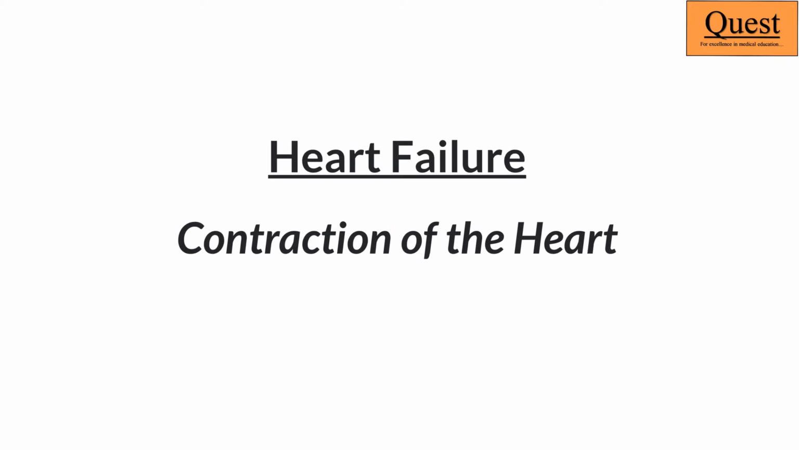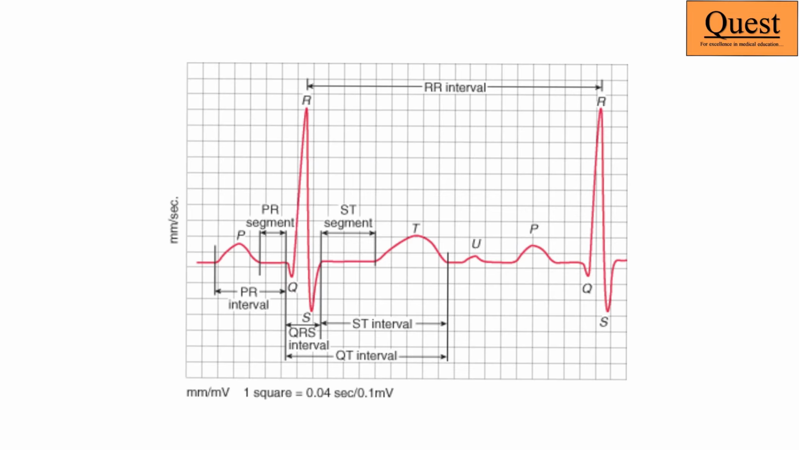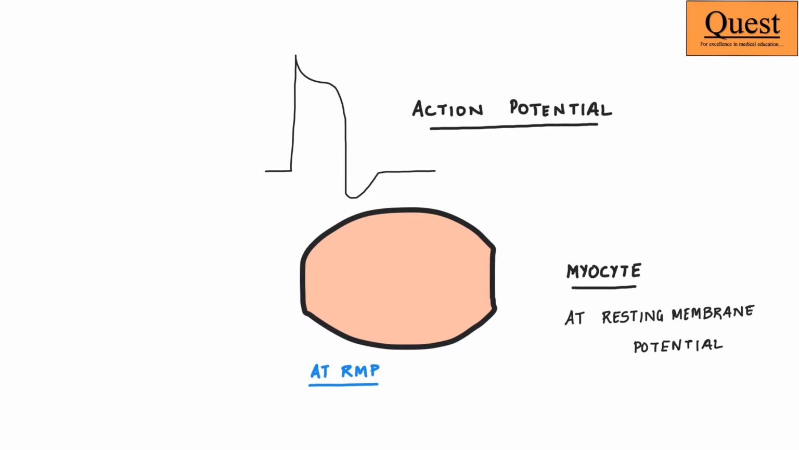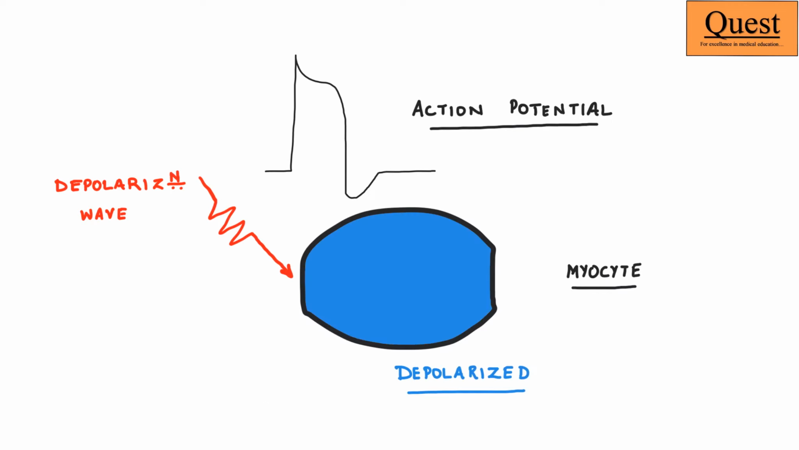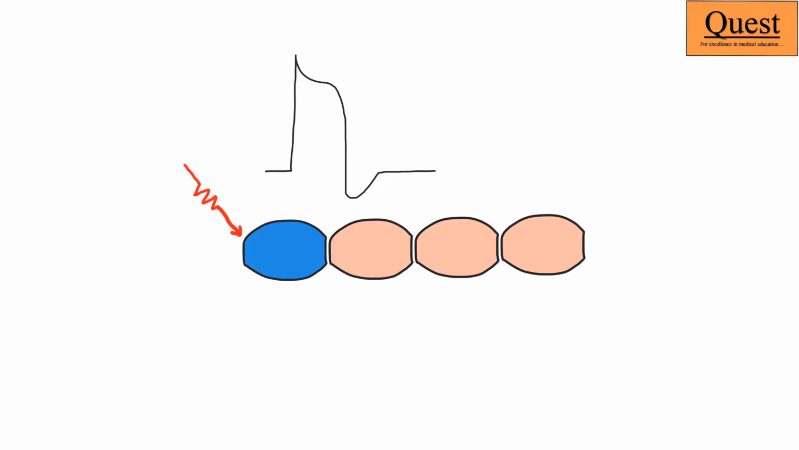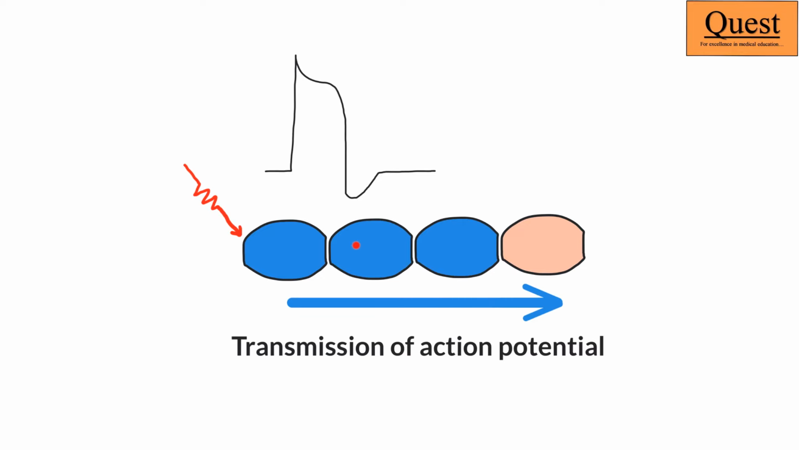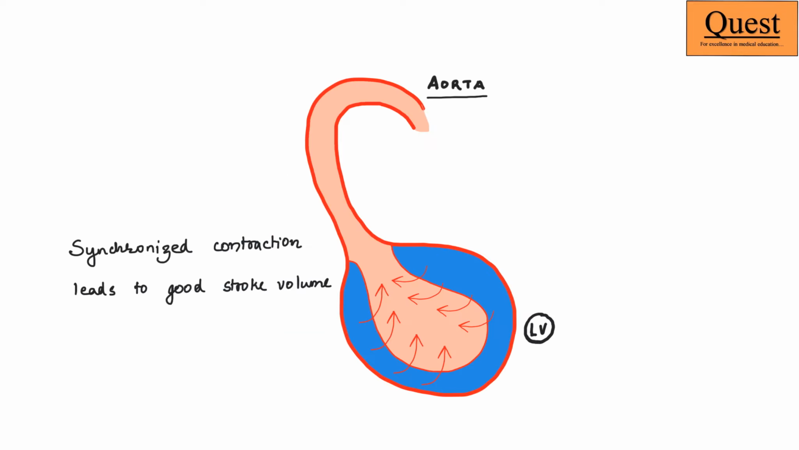Hi, in this tutorial, let's talk about contraction of the heart. Now, the contraction of the heart is both an electrical as well as a mechanical event. The action potential that occurs at the cell membrane is what begins the contraction of the heart. It would set in motion a series of events that would eventually lead to heart's contraction.